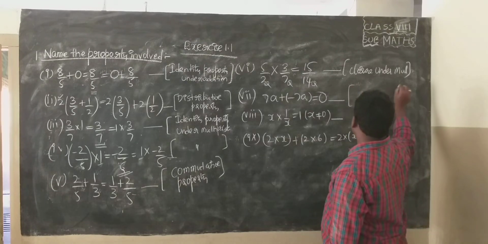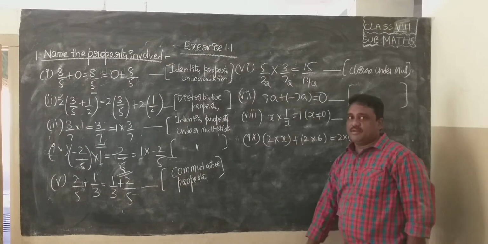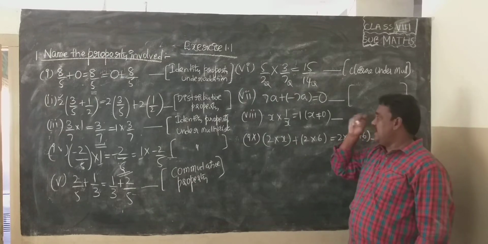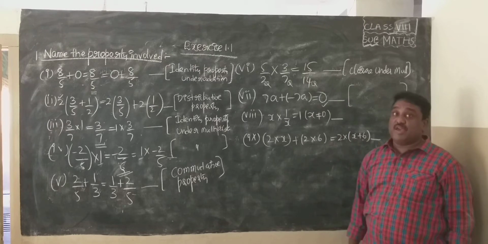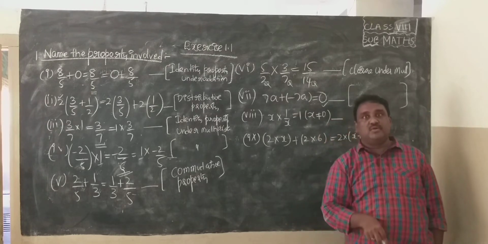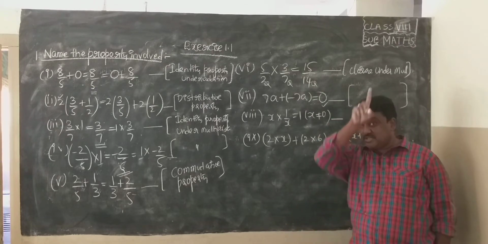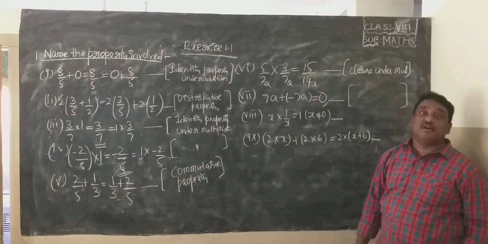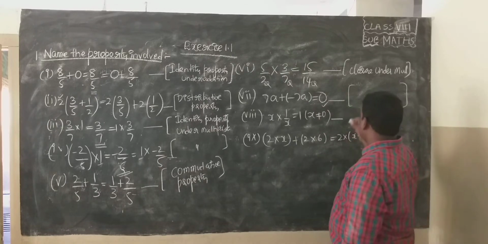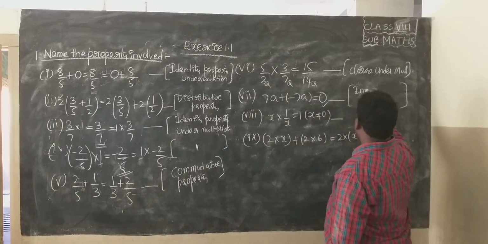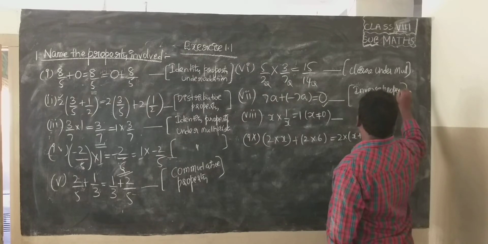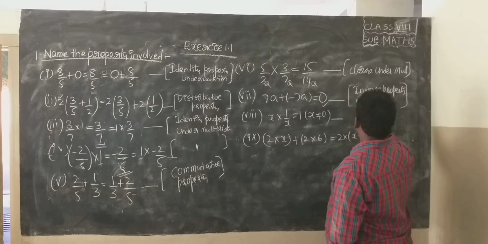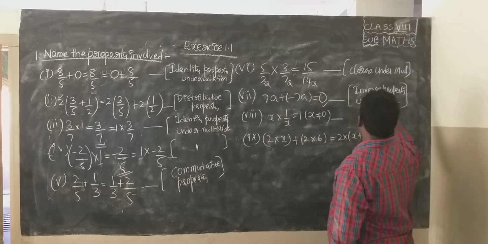Tell me what is this? Anyone? 7a plus minus 7a. Your answer should be 0. Where I told your answer should be 0? Additive inverse property. Existence of inverse. I told you. And this is inverse property under addition.